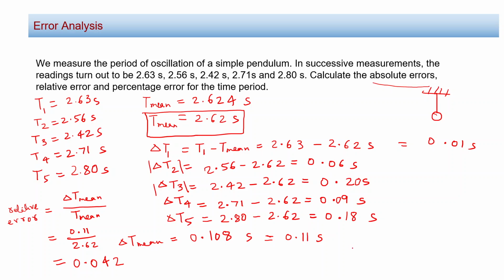Now the percentage error will be what? Relative error multiplied by 100 gives the percentage error. So when we multiply by 100, we will get 4.2%. So the percentage error will be 4.2%. So these are the three different ways of expressing errors whenever we conduct any experiment. This is valid for all kinds of experiments. This is just one example.